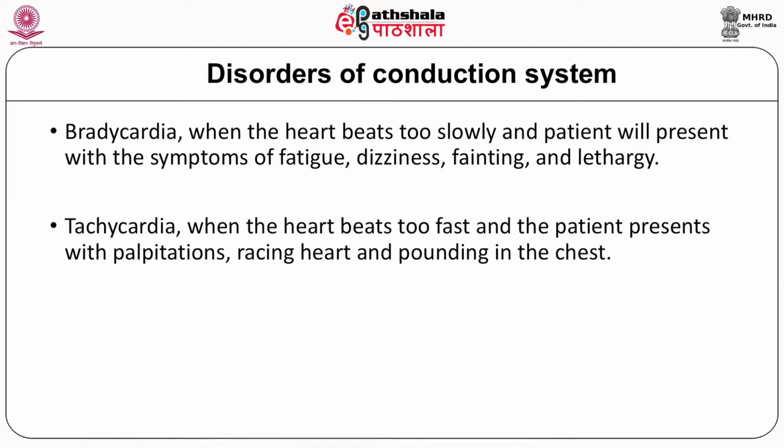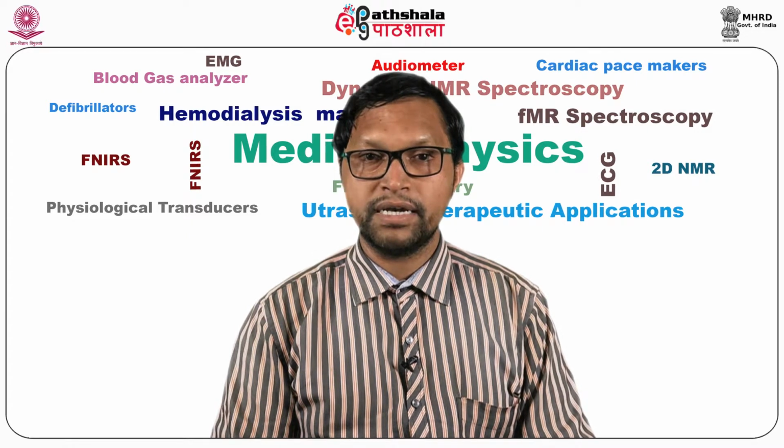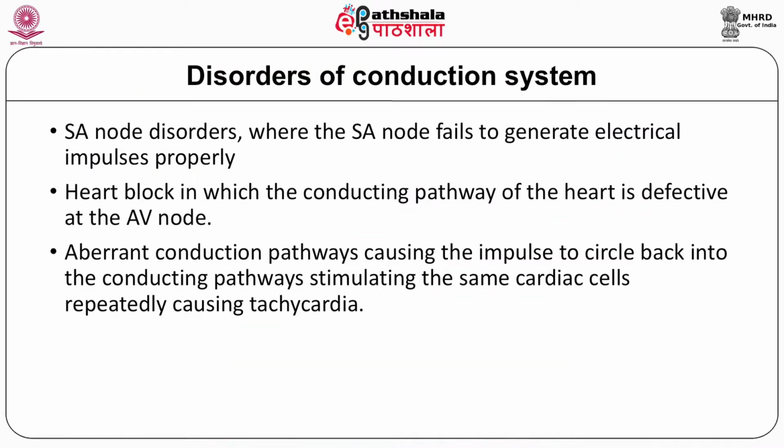Tachycardia is also an important condition that we must learn. In tachycardia, the heart beats too fast and the patient presents with palpitations, or racing heart, and pounding in the chest. Both these disorders are due to three main reasons. First, SA node disorders, where the SA node fails to generate electrical impulses properly. This causes the patient's heart to beat slowly.